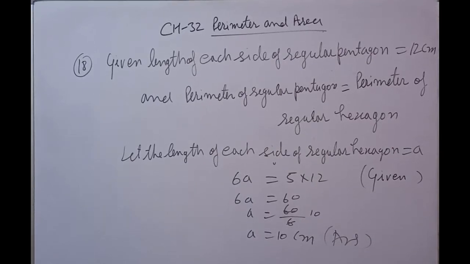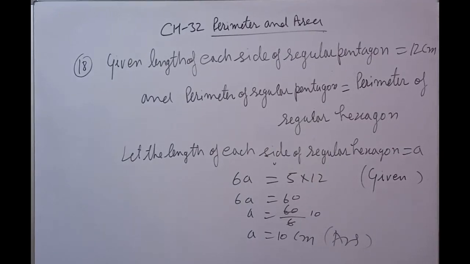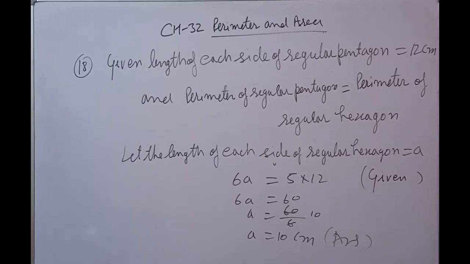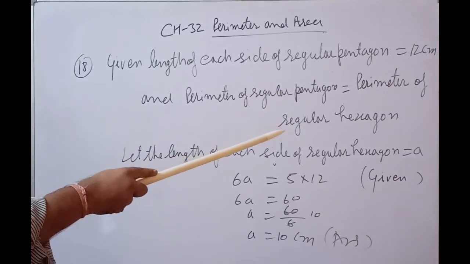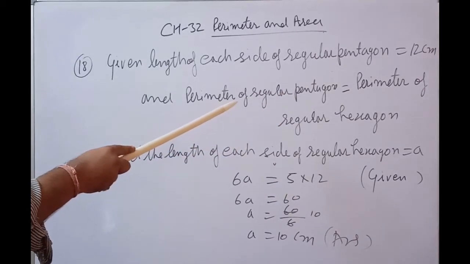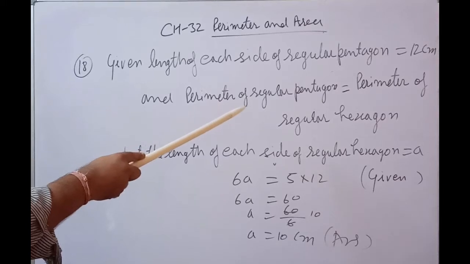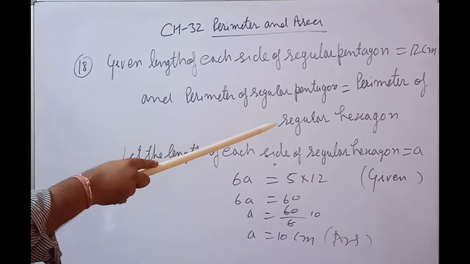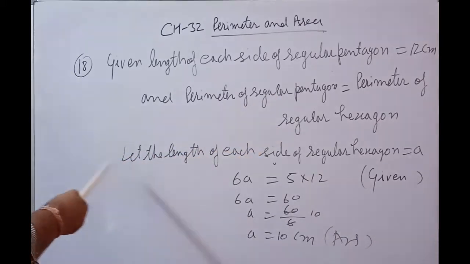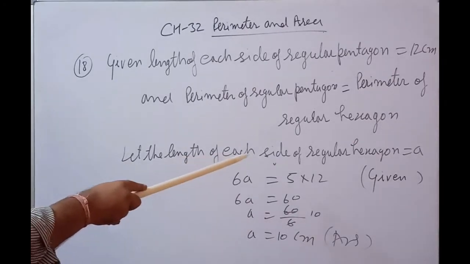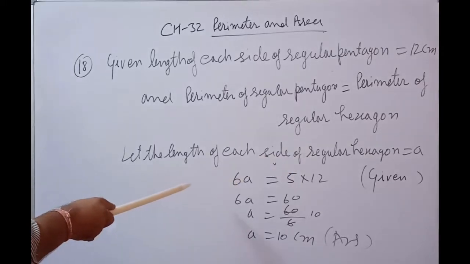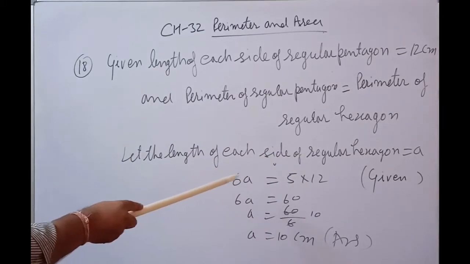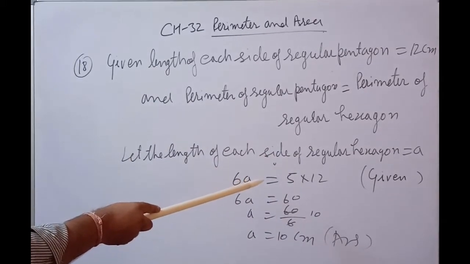Children, now taking question number 18, in which the length of each side of a regular pentagon is given as 12 centimeters, and also given the perimeter of the regular pentagon equals the perimeter of a regular hexagon. And you know the regular pentagon has 5 sides, and the regular hexagon has 6 sides. So let the length of each side of the regular hexagon be A. So use the condition given: 6A equals 5 into 12, as the pentagon has 5 sides.